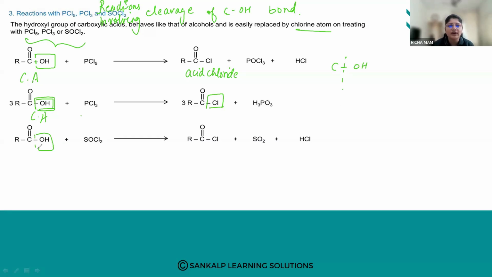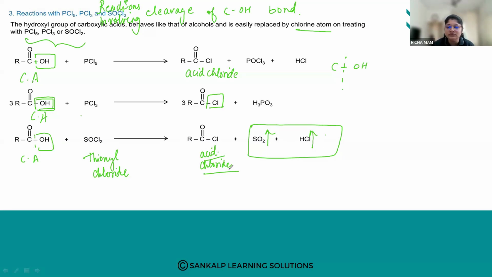Next reaction: when you treat a carboxylic acid with thionyl chloride, you again get acyl chloride or acid chloride, plus SO2 gas, and HCl gas is liberated. Both of these are gases. So the acid chloride which is formed will be in large amount, because the gases escape and we can easily get the product. There is no need for any further separation, because both the byproducts are gases, so the yield will be more.